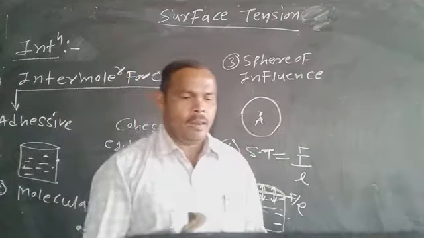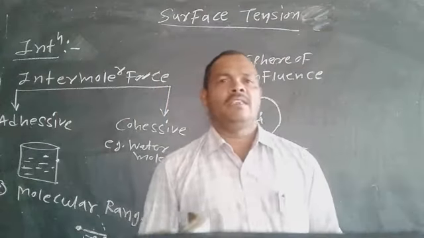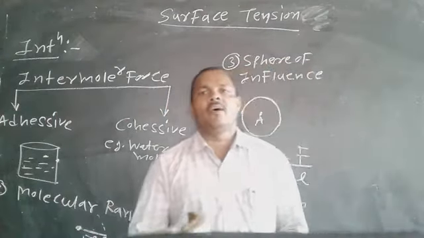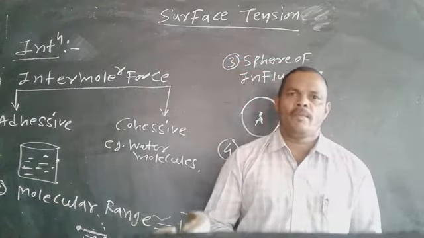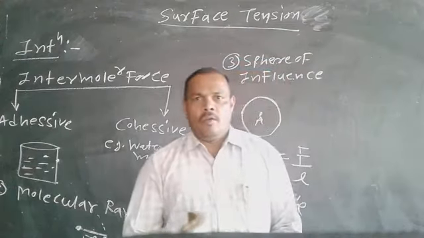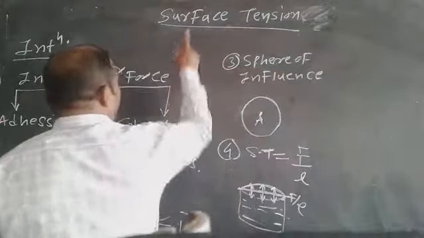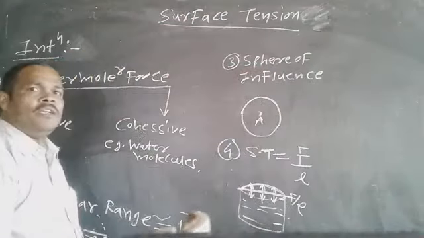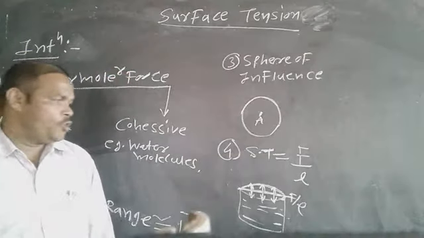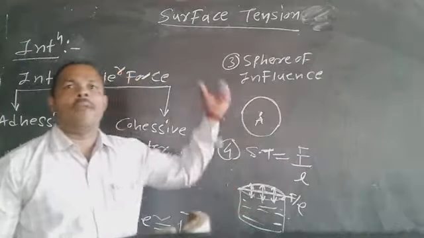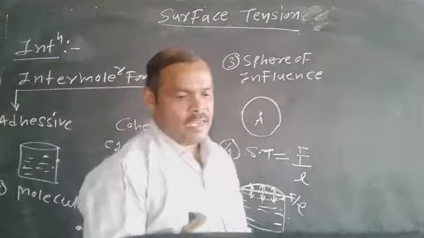Then example, insect walks on the water surface, oil rises in the wick of the lamp, blotting paper absorbs ink and the chalk particle sticks to the blackboard. Whenever teacher writes on the blackboard, chalk particle sticks to the blackboard. So these are the examples of the surface tension.